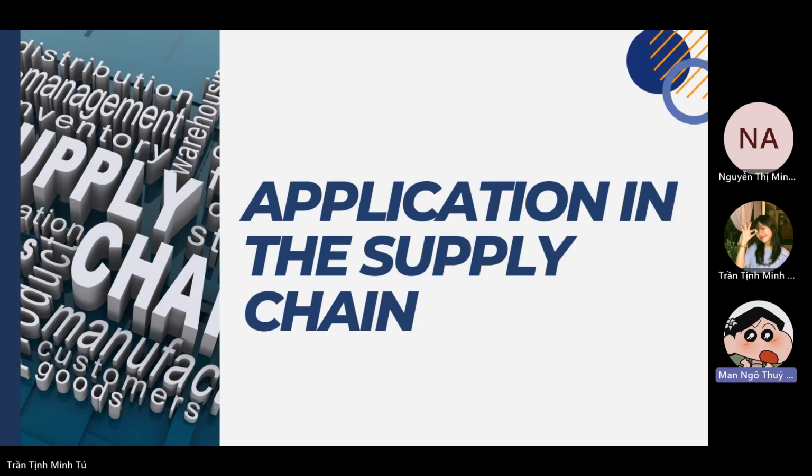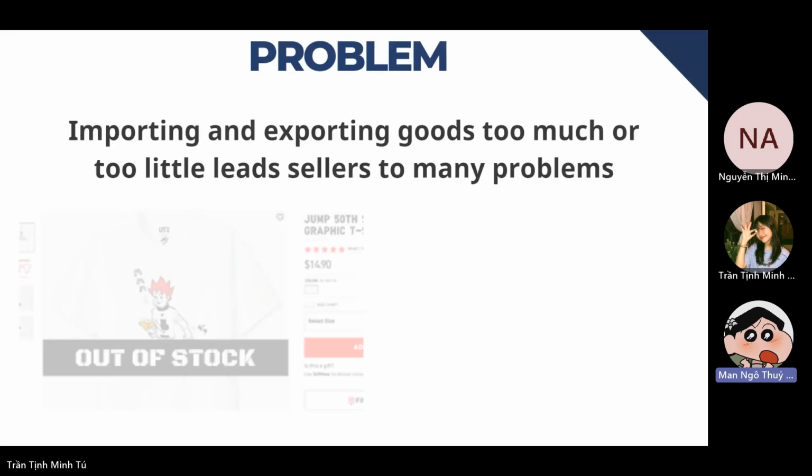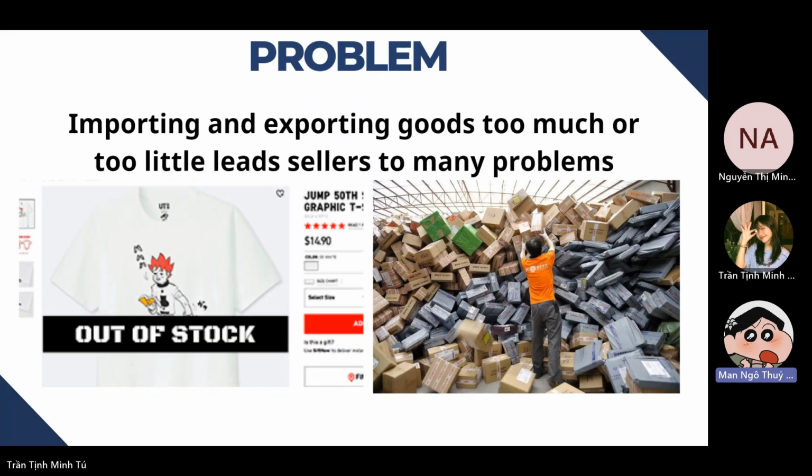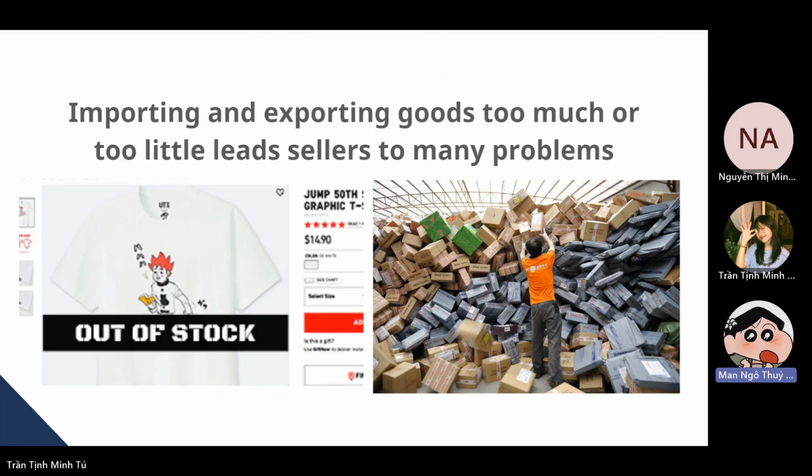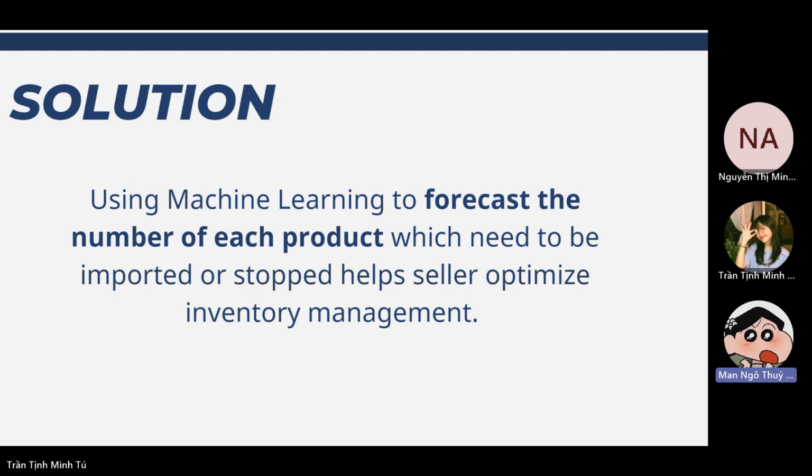Talk about its application in the supply chain. Importing and exporting goods too much or too little leads sellers to many problems such as out of stock and overstock. So the solution here is using machine learning to forecast the number of each product which needs to be imported or stocked. This will help the seller optimize inventory management.